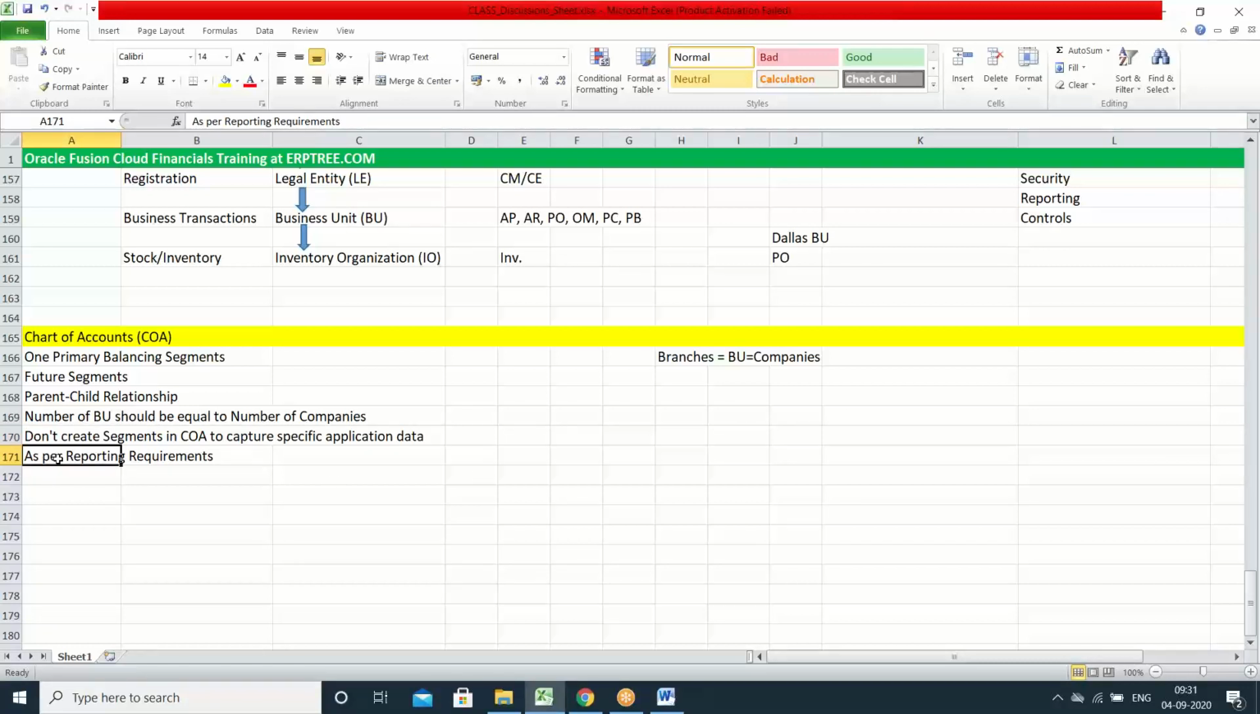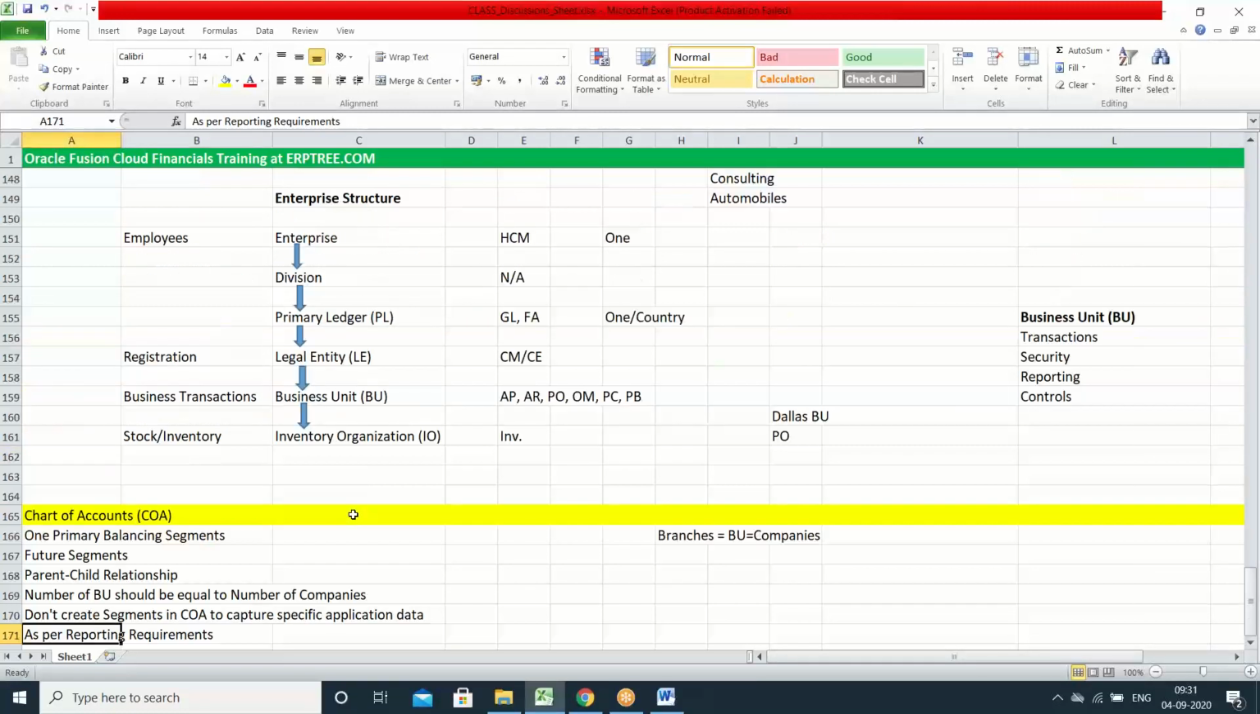What are the chart of accounts you are creating, that should meet the client reporting requirements. As per the reporting, which data we want to capture in each and every transaction, those only you have to take as segments into chart of accounts. So these are the points we have to understand when you talk about chart of accounts. And this is all about enterprise structure, what we have to understand. If you are very clear about the P2P cycle and O2C cycle and chart of accounts and enterprise structure, understanding the remaining things will become very, very easy throughout our course.